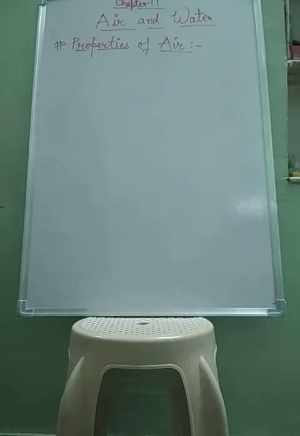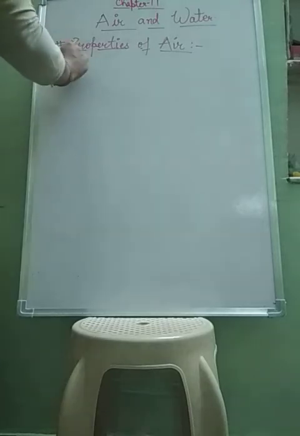In the last class we had already learnt about the composition of air and about the atmosphere. Fine. So air has basically three properties. The first one is that it occupies space.